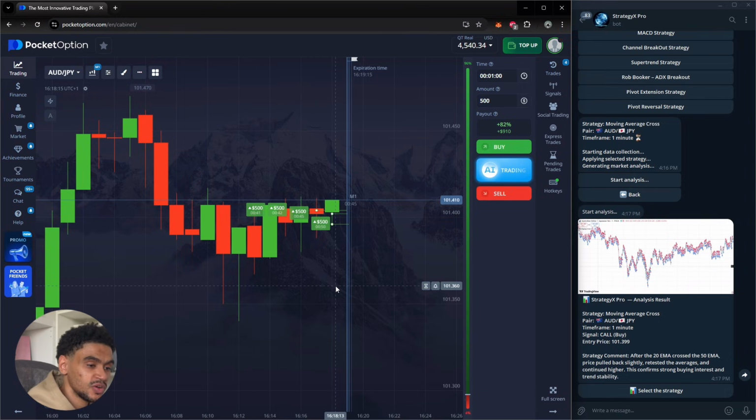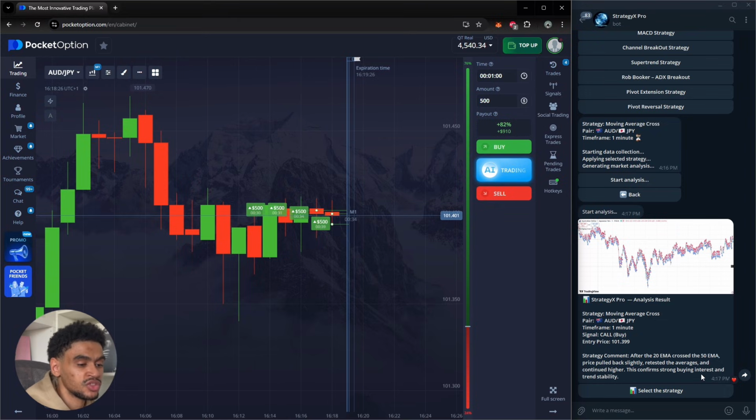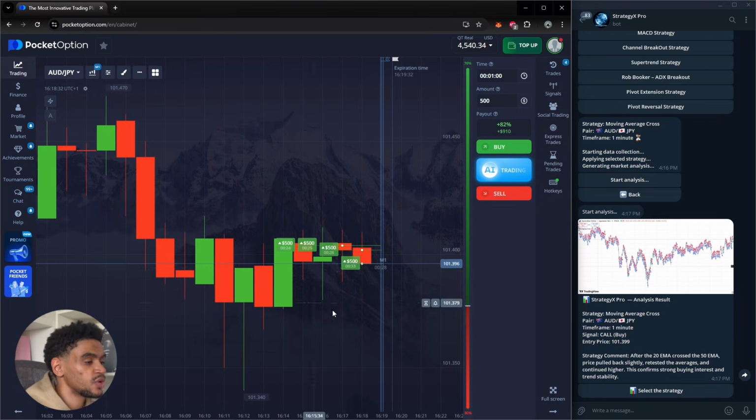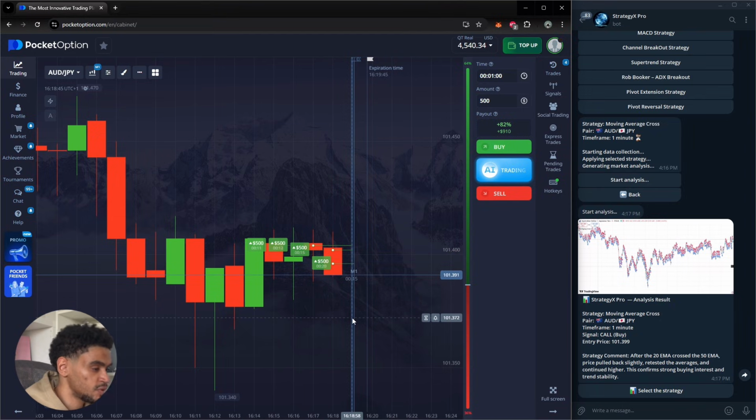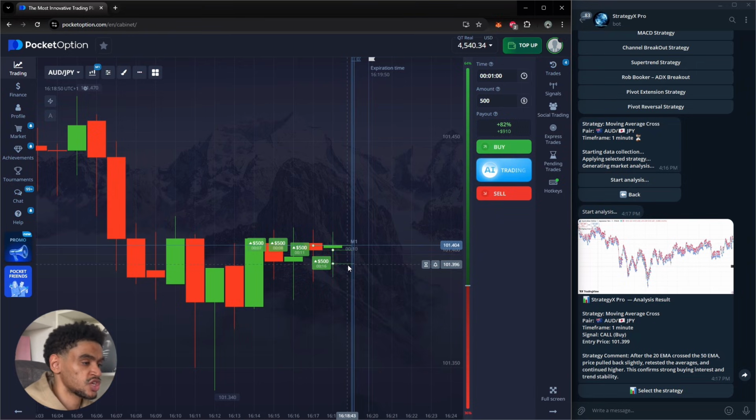So right here we're trading with moving average cross, and here it is. After the 20 EMA crossed the 50 EMA, price pulled back slightly, retested the averages and continued higher. This confirms strong buying interest and trend stability. So we are looking for a green candle to form. As you can see, all the candles prior to this had strong rejection. That already tells me that we are currently retesting the moving averages, so we should be able to secure some good profit here on this final second rejection right here.